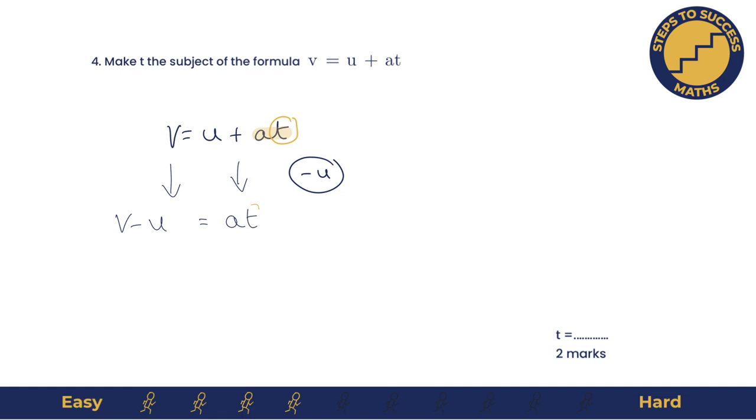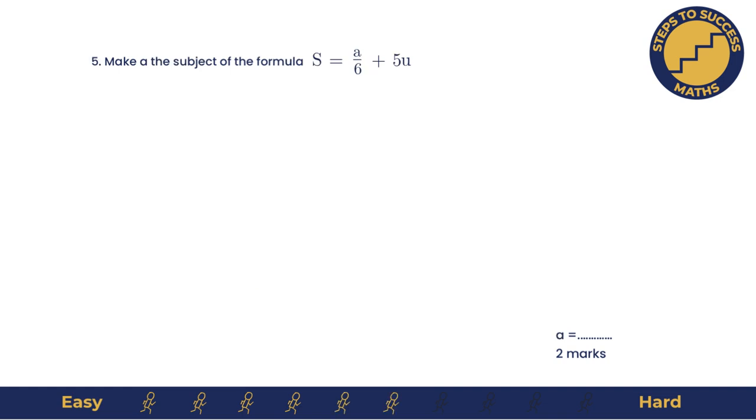Now remember, we want the T, so we need to get rid of the A. At the moment, it's A times T, so the opposite will be to divide. So we need to divide by A. So we've got V minus U divided by A is equal to T. So T equals V minus U over A.